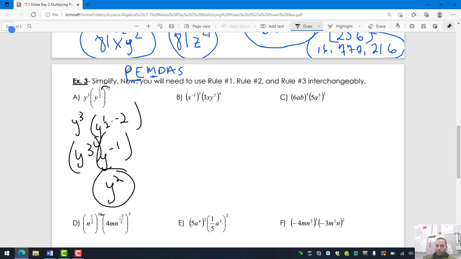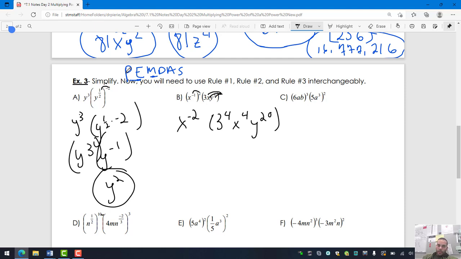Okay, similar kind of concept for letter B here. We have x to the negative first power squared, and then 3x y to the fifth raised to the fourth power. We've got to take care of exponents before we try to multiply these two terms together. First, I'll take this 2 and distribute it to the -1. Whenever we have a power raised to a power, we multiply. -1 times 2 should give me x to the negative second power. And for the second part here, this 4 has got to distribute to every single piece: the 3, the x, and the y to the fifth. So I'll have, in parentheses, 3 to the fourth, x to the fourth, and then y to the fifth raised to the fourth power, 5 times 4 should give me 20, y to the 20th power.